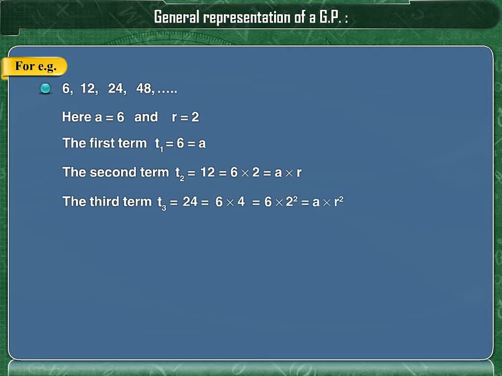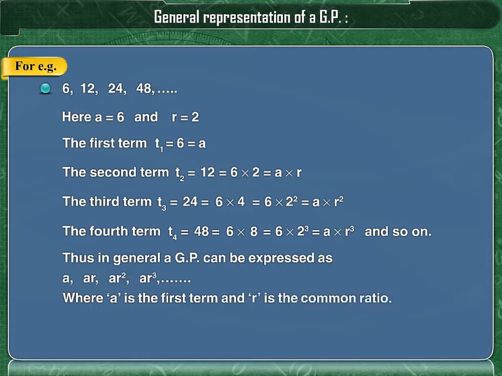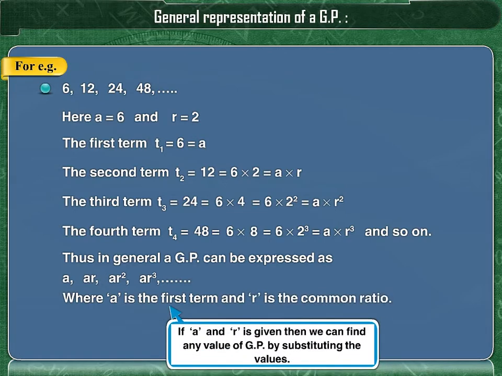The fourth term, T4, is 48. 48 can be written as 6 into 8, that is 6 into 2 cube, which is A into R cube, and so on. Thus, in general, a GP can be expressed as A, AR, AR square, AR cube, and so on, where A is the first term and R is the common ratio. If A and R are given, then we can find any value of the GP by substituting the values.